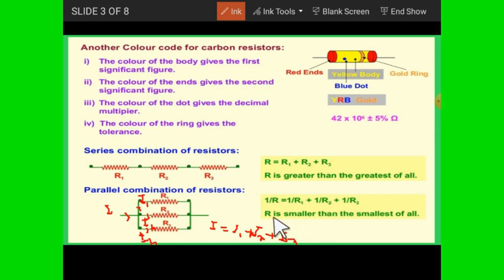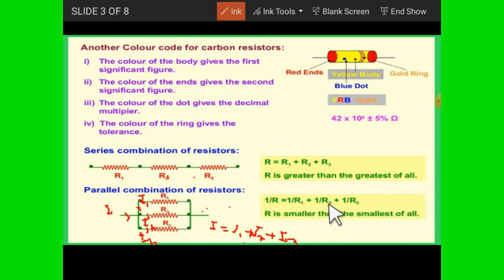And in the case of this parallel combination, what happens? Your equivalent resistance R is smaller than those individual resistors. Got it? That means your capital R here in the case of parallel will be less than R1, less than R2, or less than R3.